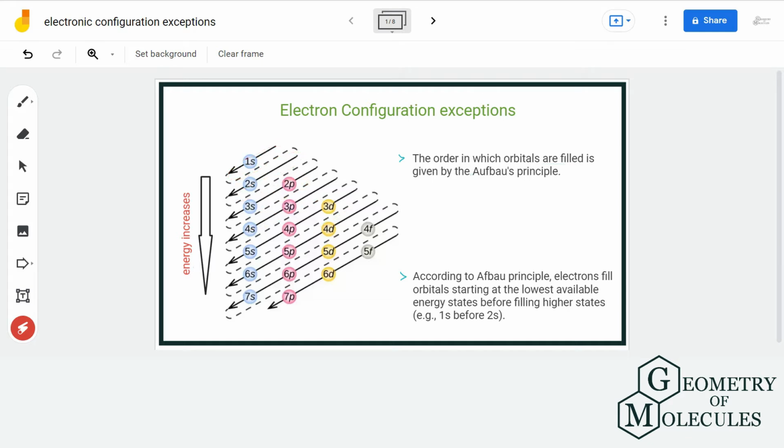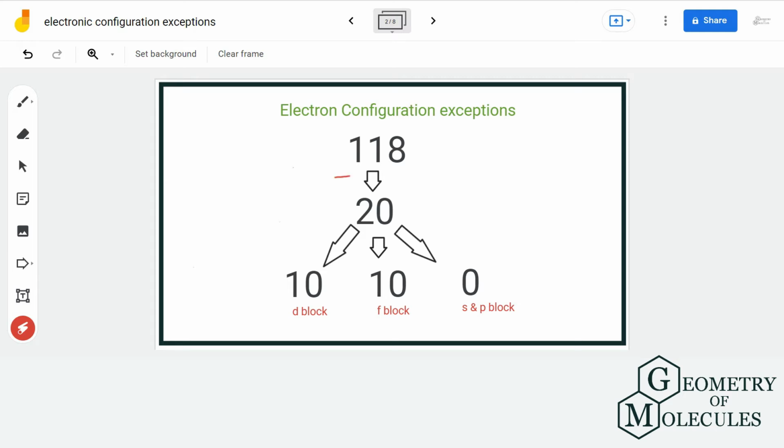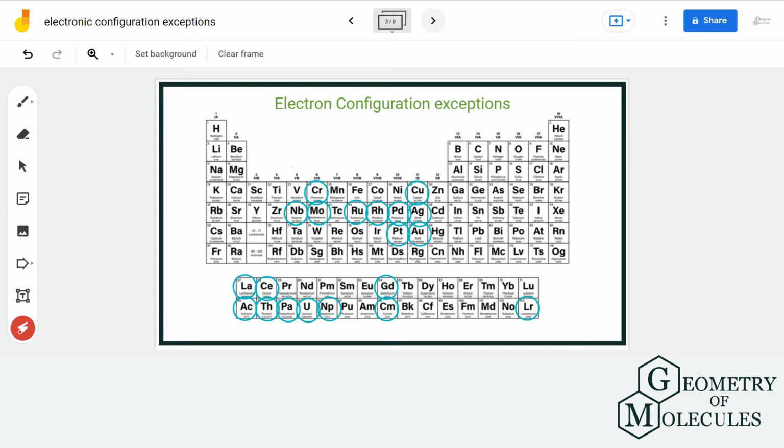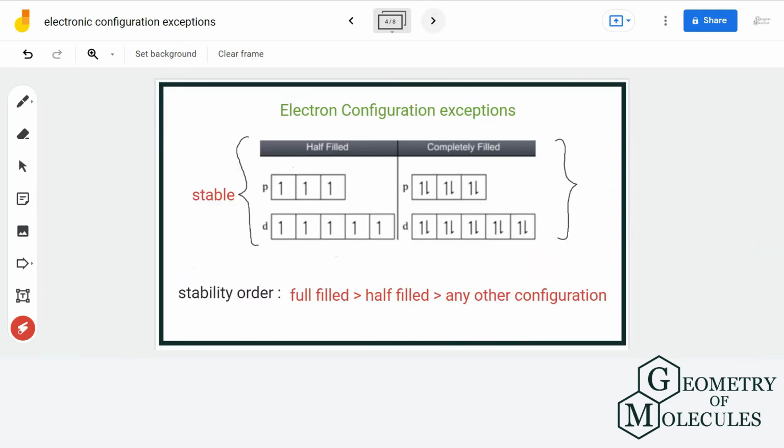Now there are a total of 118 elements in the modern periodic table, out of which 20 elements show exceptions. 10 are in the F block, 10 are in the D block, and there are no exceptions seen in the S and P blocks. These circled elements are the ones that deviate from the general rule of filling the orbitals. The exceptions shown by D block elements can be explained by the relative stability of electronic configurations.